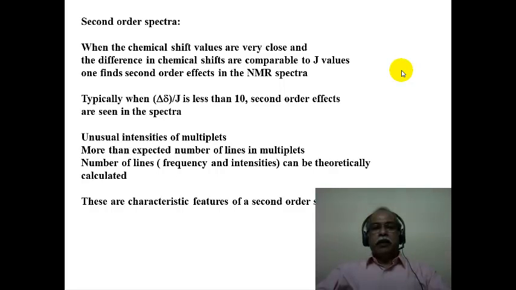Typically, when the ratio of delta delta, in other words, the difference in the chemical shift value of A and B, to J is less than 10, second order effects are seen in the spectrum. The second order effect is seen as unusual intensities of the multiplet, more than the expected number of lines in the multiplet, and so on. The number of lines, the frequencies and the intensities can actually be theoretically calculated for any complex NMR spectrum. These are the characteristic features of the second order spectrum, namely the unusual intensities of multiplets and more than the expected number of lines of multiplets in the spectrum.